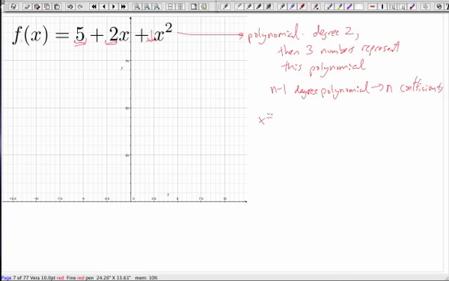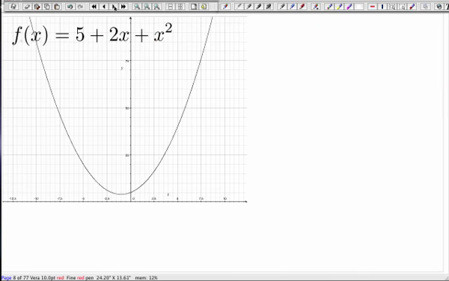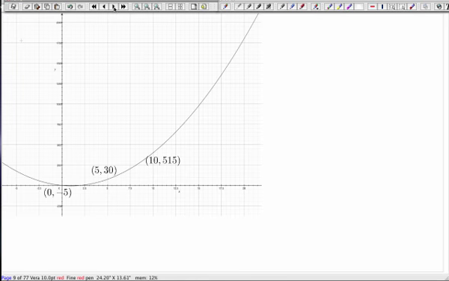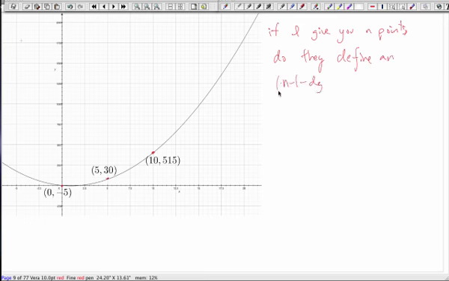For example, at x is equal to 0, then f of x is going to equal 5. And so we can graph that like this. And then when x is equal to 1, f of 1 is going to be 8. And similarly, f of 2 is going to be 13. So here is a better graph of this polynomial. As you can see, we have points like that, and so forth. Now the natural question is, if I give you just points, if I give you n points, do they define an n minus 1 degree polynomial?